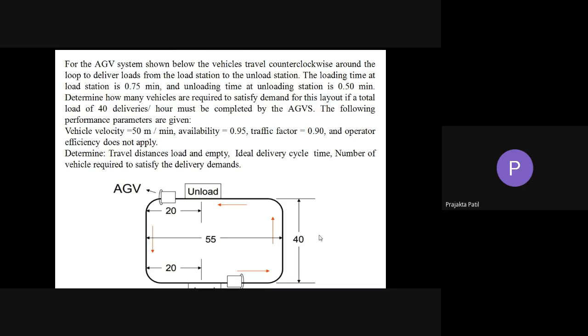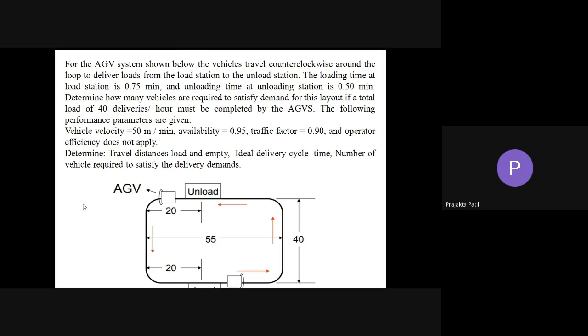How have you calculated it? With the help of all these dimensions which are mentioned here, you can calculate that. Next, what will be LE? That is the distance it travels empty, after the delivery is done or after unloading it. So from unload station to load station until it starts its next delivery, what is the distance traveled? So it will be 20 plus 40 plus 20, that is 80 meters. So these two values also you have got.